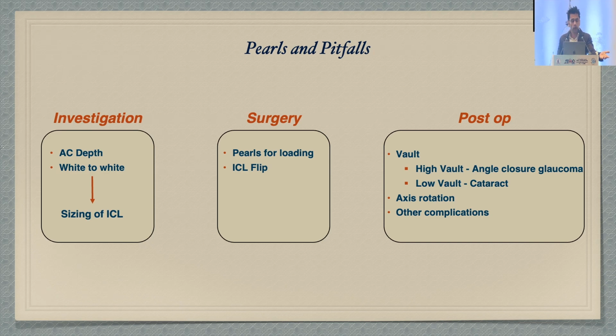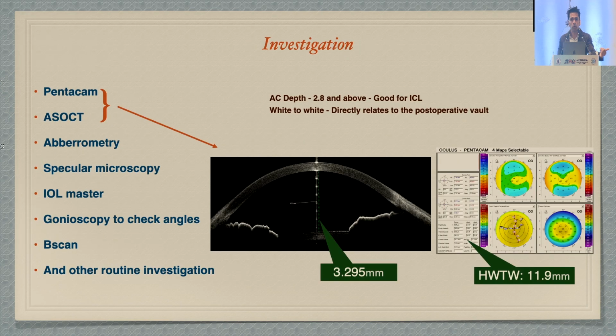So before we move into any of this, I think we first have to talk about the investigations that we do. These are the set of investigations that we do. The two most important ones being the pentacam and the ASOCT. The pentacam and ASOCT give me two big values.